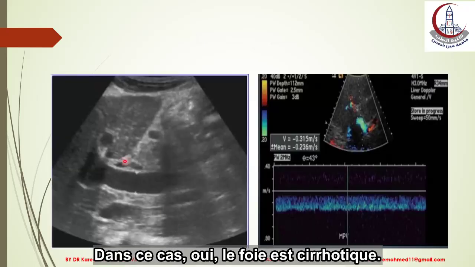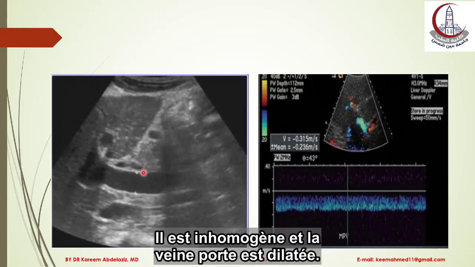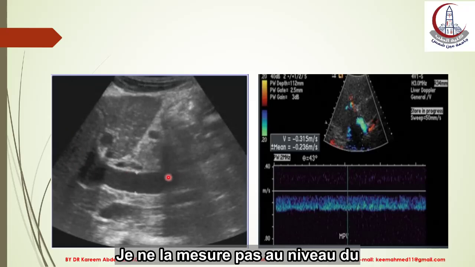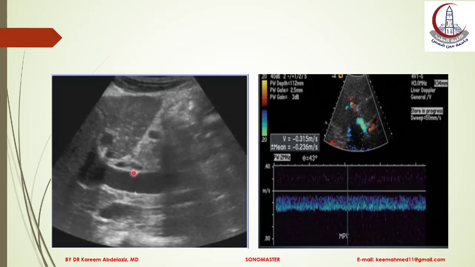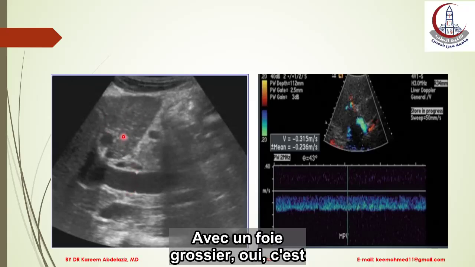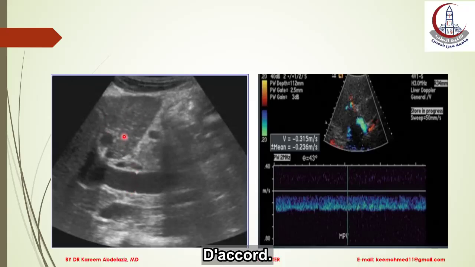So let's start. In this case, yes, the liver is cirrhotic, it's inhomogeneous, and the portal vein is dilated. I will not measure it inside the liver, I will not measure it at the confluence, but just distal to the confluence outside the liver, and I measure it from inner to inner. This is 17 millimeters. With a coarse liver, yes, it's highly suggestive of portal hypertension. Okay.